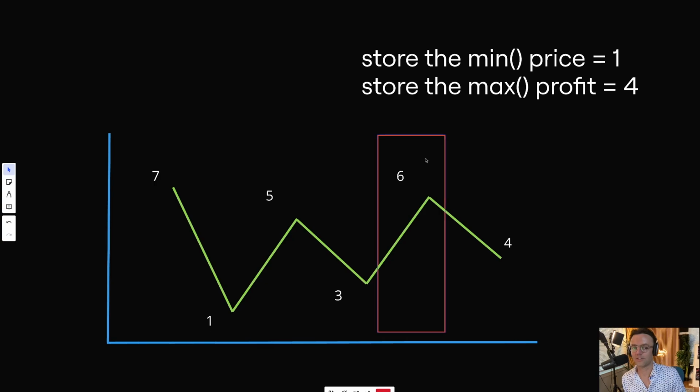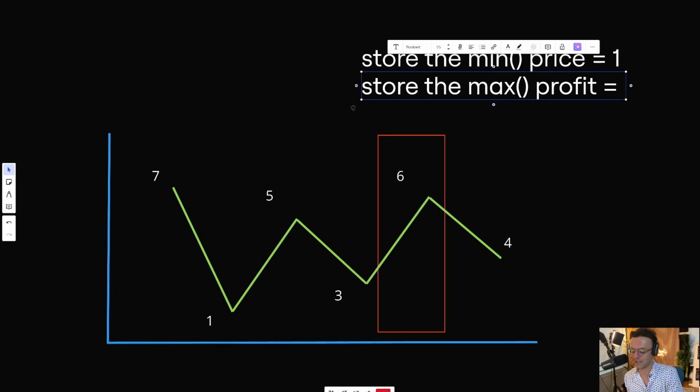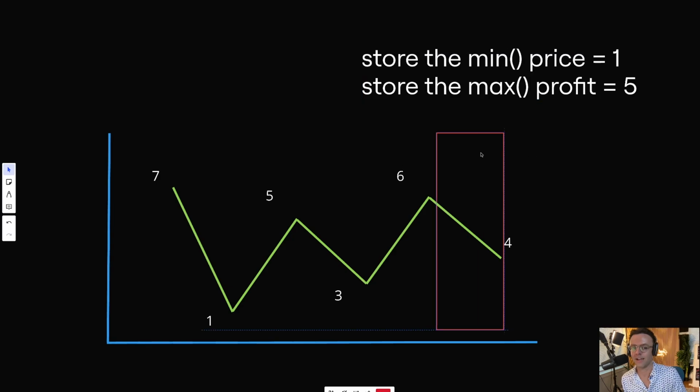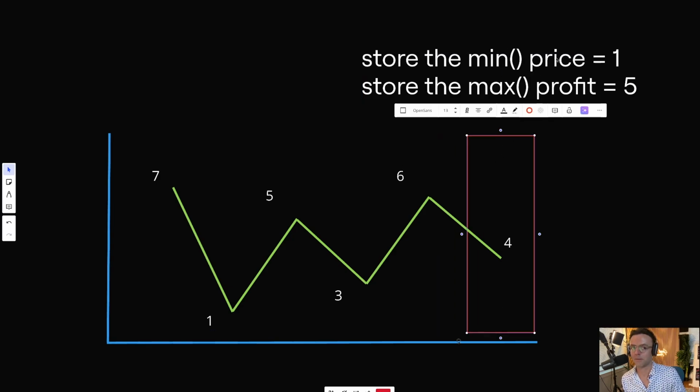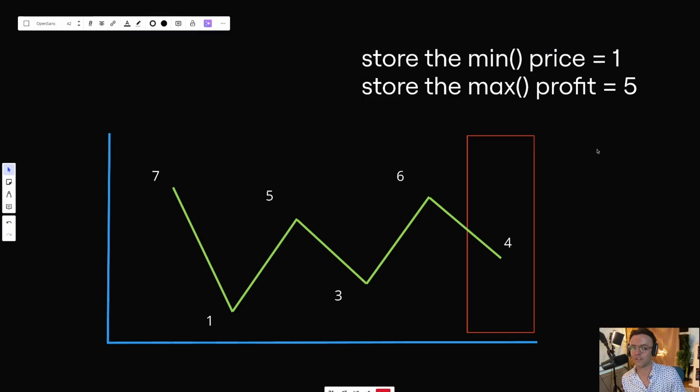But once we get to 6, this is where things are going to change again because the maximum profit is now going to be 5. And once we get to 4, the min price doesn't change and the max profit doesn't change because the max profit is indeed 5. And that is pretty much it. So let's hop into IntelliJ and let's start coding it.